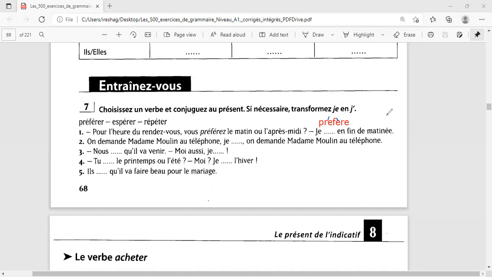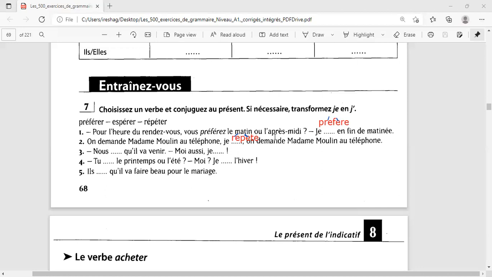On demande Madame Moulin au téléphone. We ask for Mrs. Moulin on the telephone. What is the verb you have taken there? Repeat, right? Je répète. The side of the accent is very important. I ask for Mrs. Moulin on the telephone. I repeat, I ask for Mrs. Moulin on the telephone.